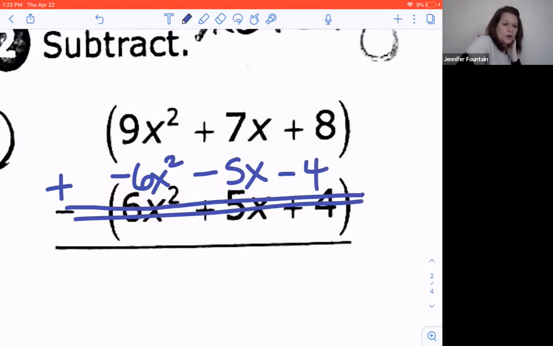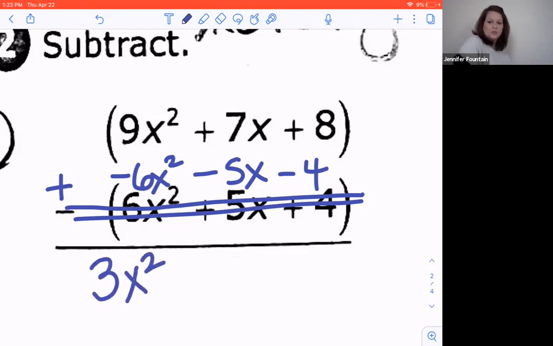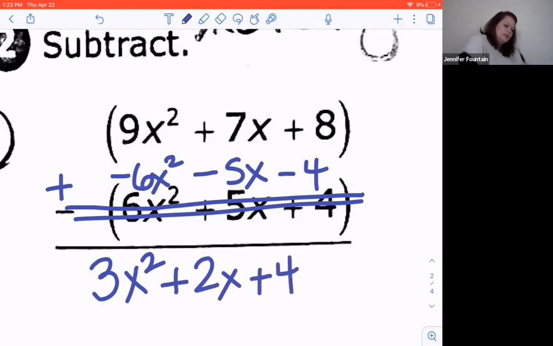Now I have 9x squared plus a negative 6x squared. Now I'm just following my rules of addition. Now that I've rewritten my problem, 9x squared plus a negative 6x squared, 9 minus 6 is 3. Keep my variable and exponent. 7x plus negative 5x. Keep the sign of the larger, which is going to be positive. Find the difference, which is 2. Keep my variable of x. And then 8 plus a negative 4. Take the sign of the larger. Find the difference. So 3x squared plus 2x plus 4.